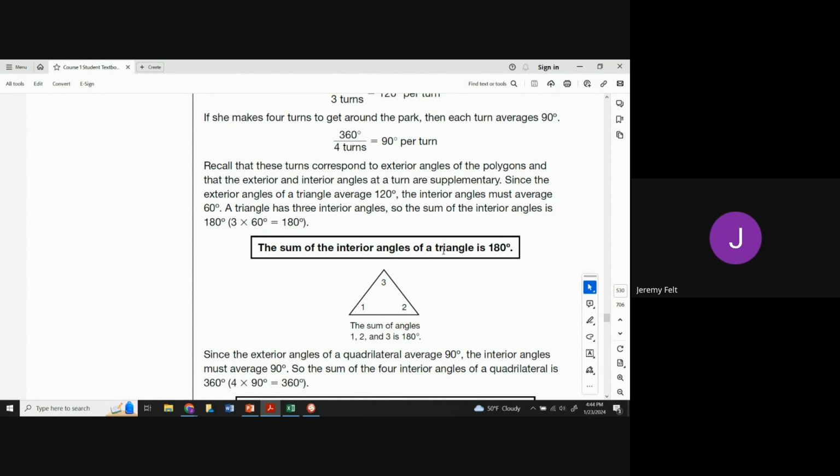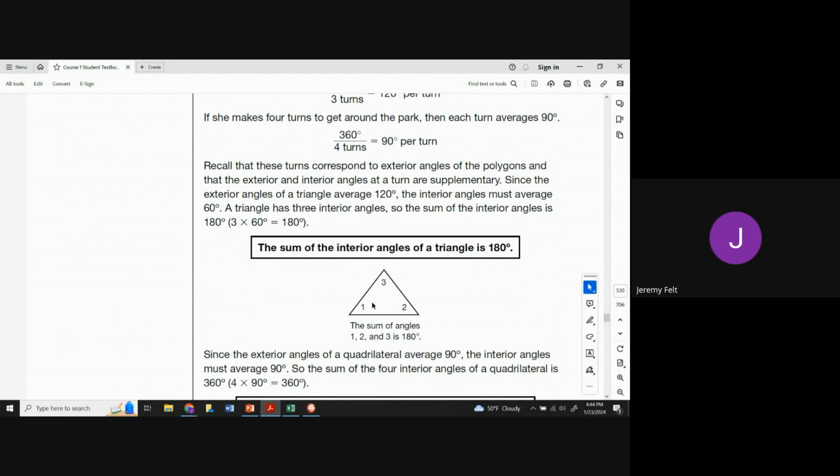So the sum of interior angles of a triangle is 180 degrees. If you didn't know that, now you do. It's something you'll use throughout all of your mathematical career. So it doesn't matter the measurements of angle 1, 2, or 3 necessarily. We just know that they always have to add up to 180 degrees.